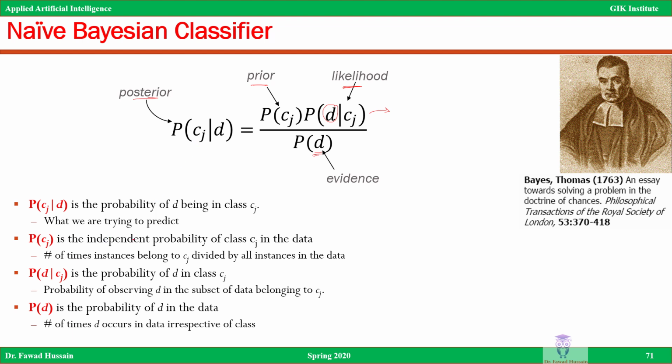Probability Cj is the independent probability of observing the class in the data, irrespective of the attribute D. And probability of D given Cj is the likelihood, the probability of observing the value D in the class. In this case we are assuming the class and then finding out the probability of observing this data. And this evidence, as we will see in the example, is usually ignored. It is there in the formula, but in practice we usually ignore it, and when we see the example, we will see why we do that.